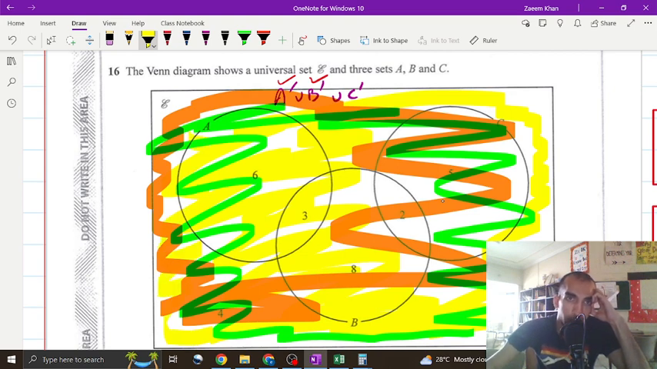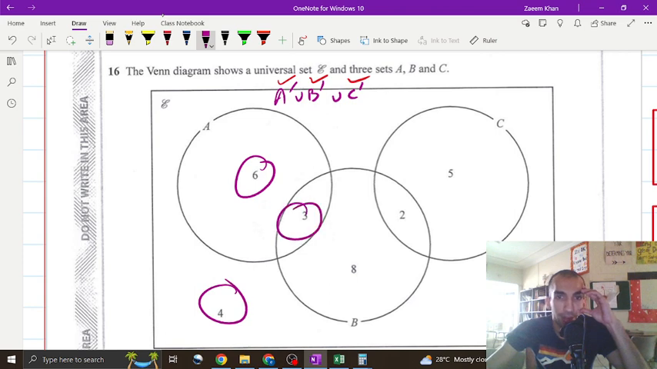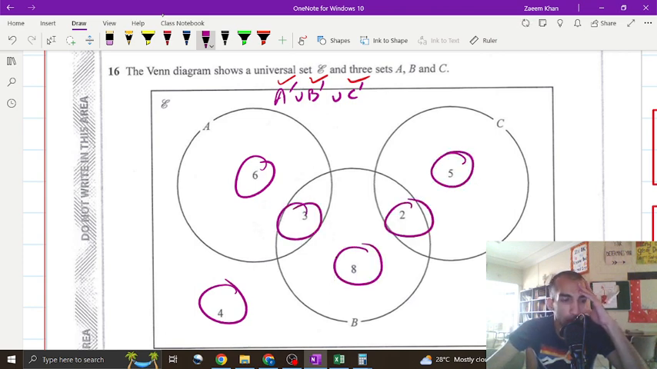What have I ended up shading? It's all of it. Basically the whole thing. So I'm going to erase this just so that you can see the numbers underneath them. What is your answer? Your answer includes 6, add 4, add 3, add 8, add 2, and add 5. So what do you get when you add all of these together?